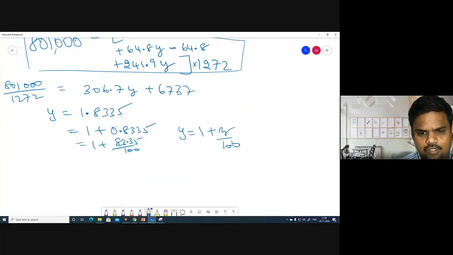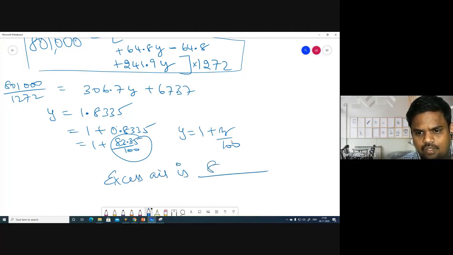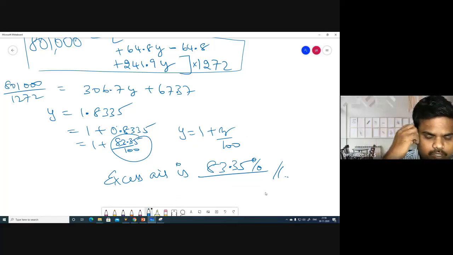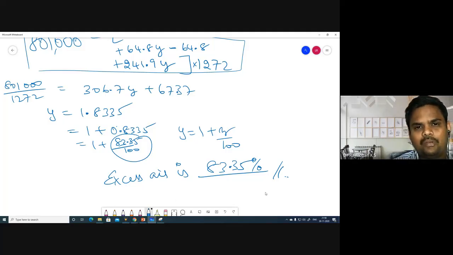We know that y is equal to 1 plus z by 100. So we can say that the percentage excess air is 83.35 percent. Okay, so that way we should be able to solve the adiabatic flame temperature problems. If excess air is given, we should be able to determine the adiabatic flame temperature, or if the adiabatic flame temperature is given, we should be able to determine the percentage excess air.